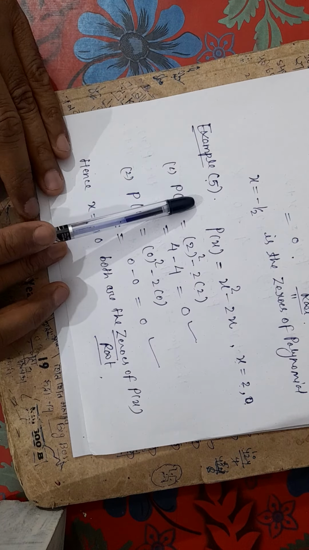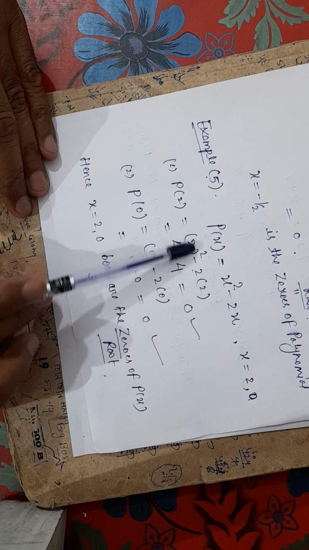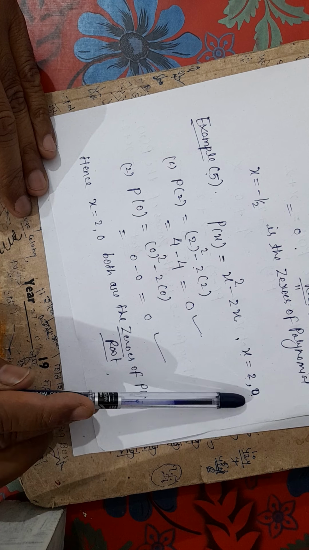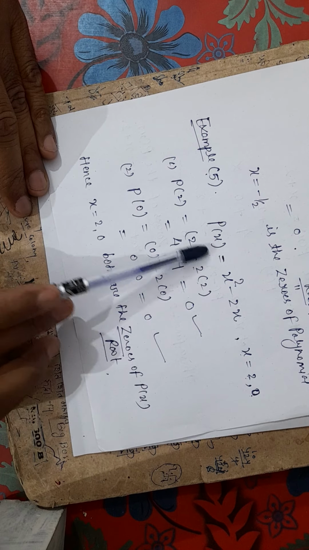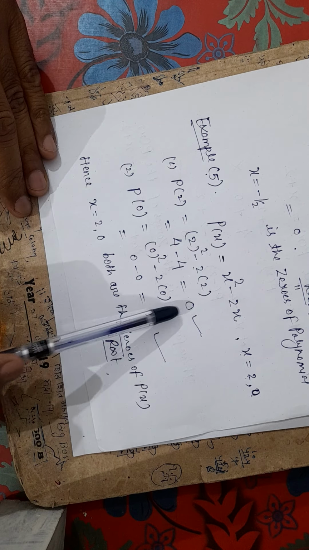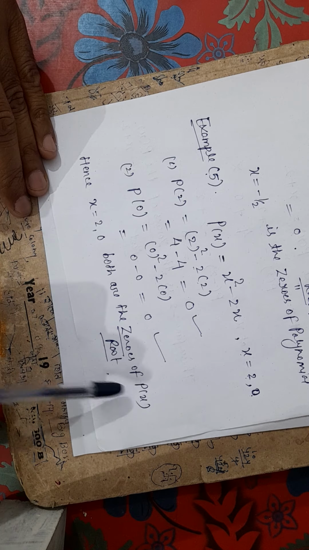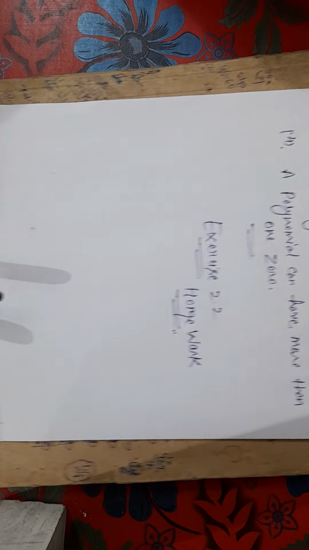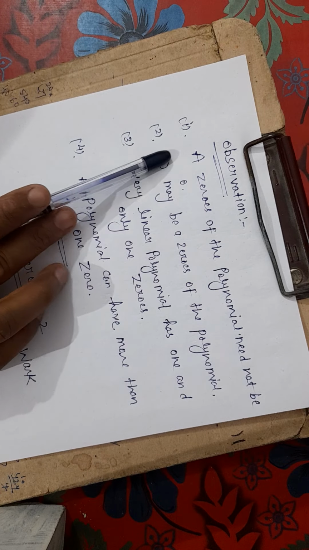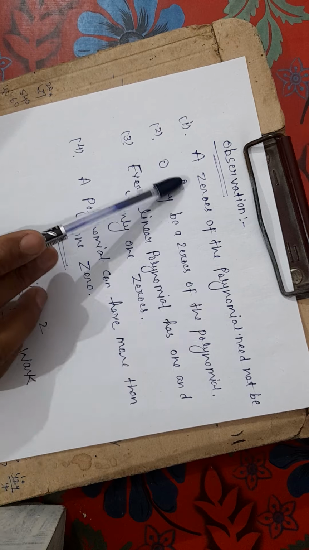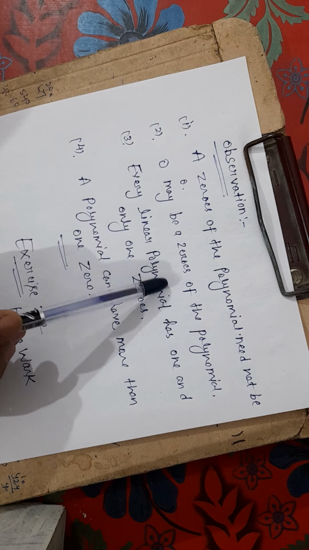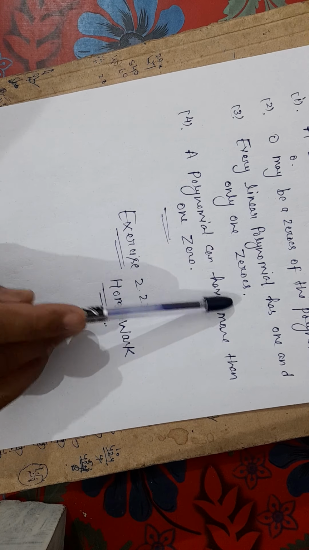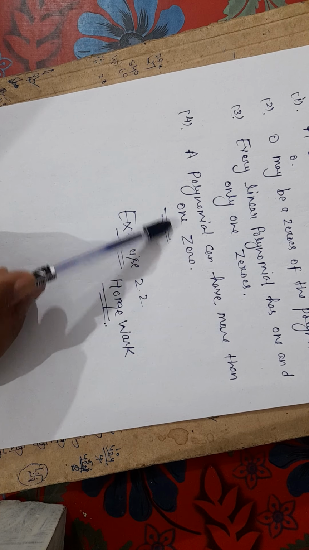Now example number 5, we have to check whether 2 and 0 both are the zeros, or roots, of this polynomial. By putting in the values, both results are coming 0, so both are zeros of the polynomial. So at last we come to the observations: a zero of a polynomial need not be 0. 0 may be a zero of a polynomial. Every linear polynomial has one and only one zero. A polynomial can have more than one zero.